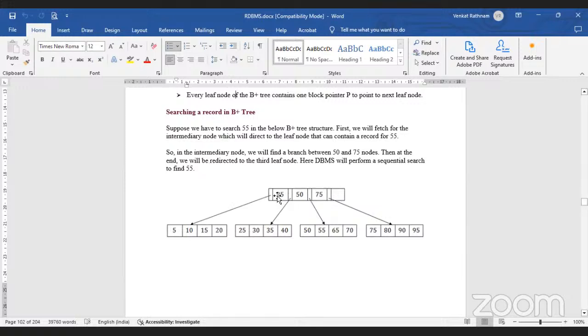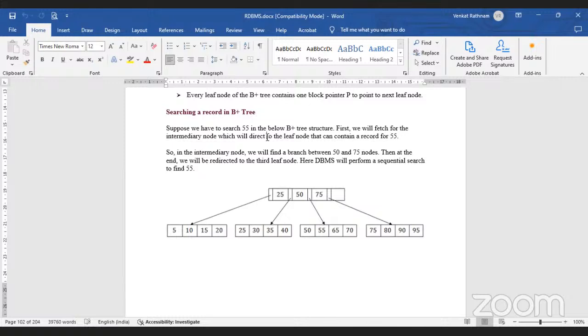See, 25 is a root node and these are the leaf nodes. So what is the strength of this one? 1, 2, 3, 4. The remaining leaf nodes also have the same strength of 4. See, here also 1, 2, 3, 4. Here also 1, 2, 3, 4. That's why it is called a balanced binary search tree.